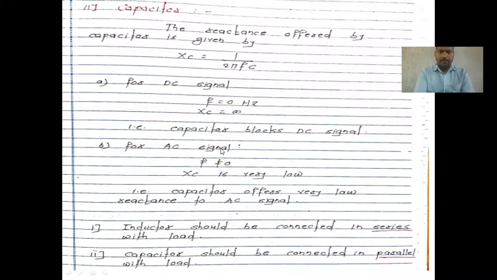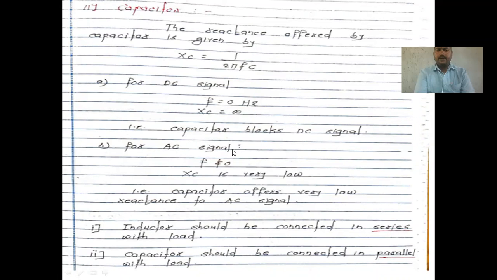See, for the capacitor, we know the equation is X equals 1 upon 2 pi FC. For the DC signal, the frequency equals 0. So 2 pi into 0 is 0, and 1 by 0 indicates infinity. So for the DC signal, the capacitor gives the highest reactance, right? So the capacitor blocks the DC signal. That's why the capacitor blocks the DC signal. Why? Because capacitive reactance is infinity, right?